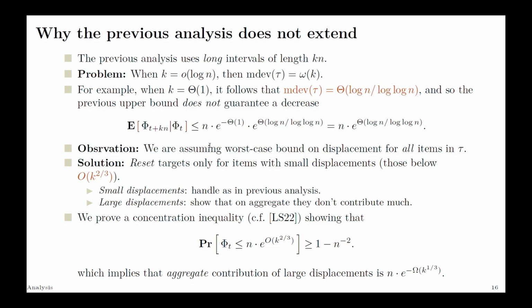So what we do instead of resetting all the targets, we reset only the ones which have a small displacement. And this means we can apply for these the previous analysis, while for the ones with the large displacement, we bound their aggregate contribution to the total deviation. And we do this via a concentration inequality on the potential function.